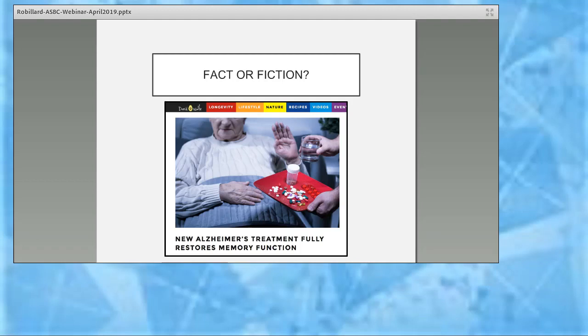It's called focused ultrasound, and there are some trials, but it's absolutely not true that this treatment fully restores memory in people with Alzheimer's. The study that this headline is referring to didn't look at people at all. It only looked at mice.